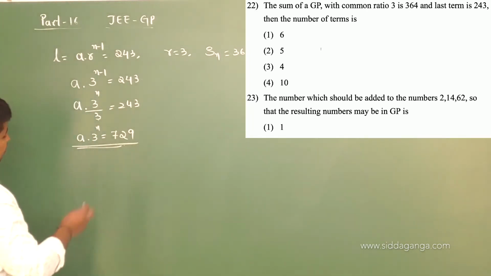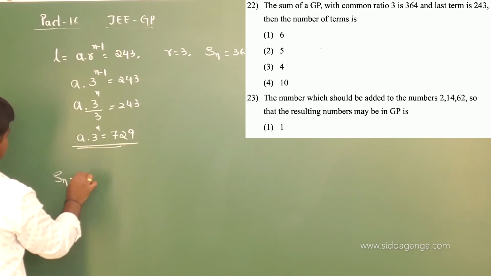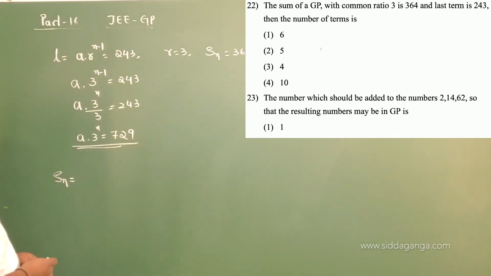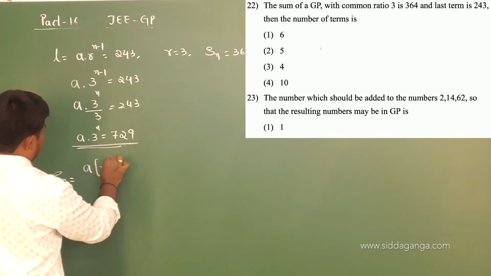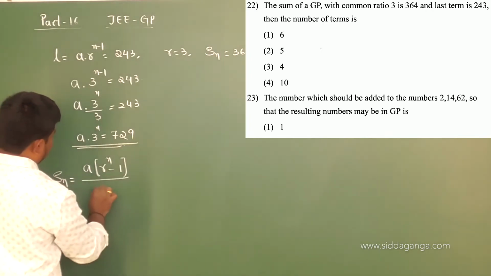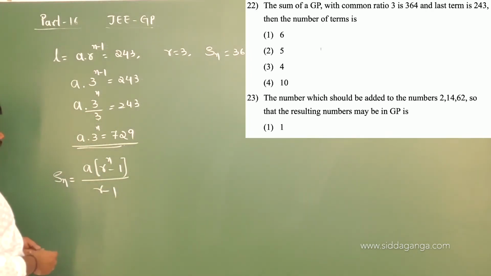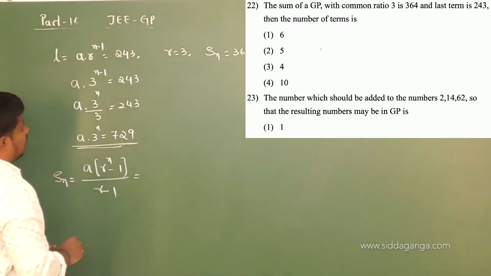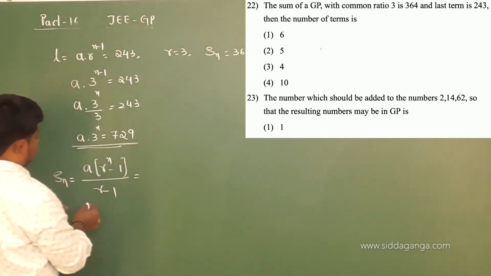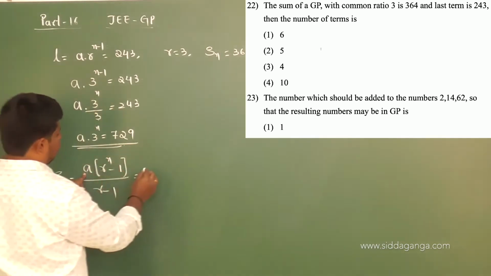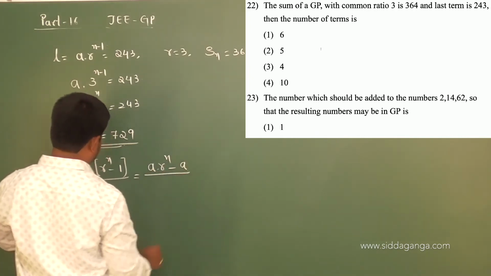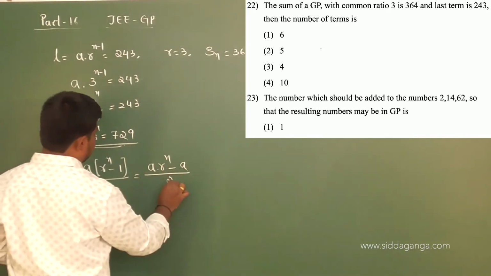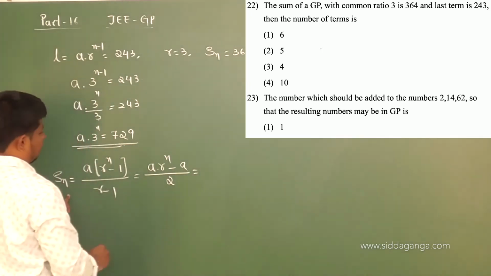Okay, now we have Sn, right? So Sn, sum of number of terms. I mean, yes, sum of terms of a geometric series is equal to 364. That is a into r power of n minus 1 by r minus 1. Anyway, we have r. This gives a into, let me multiply this, a into r power of n minus a divided by r minus 1, that is 3 minus 1, so 2. This is equal to what? Sum is 364.